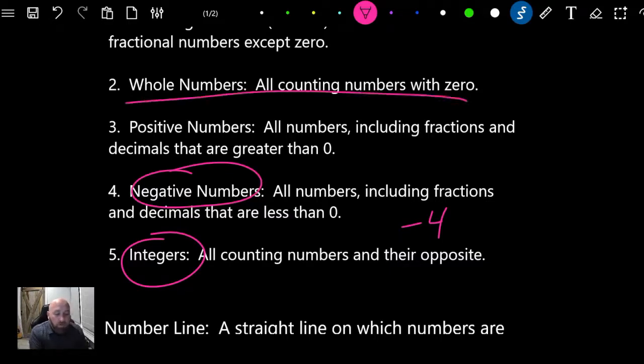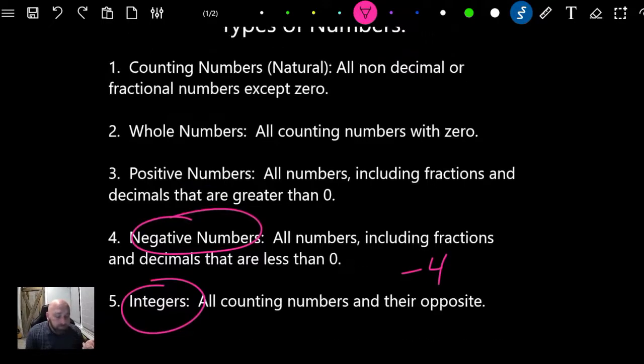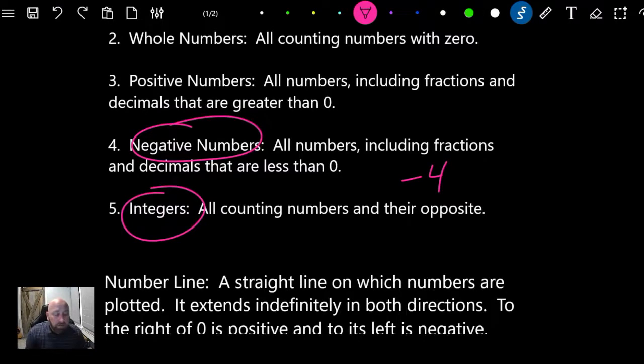Is it a whole number? Well, is it a counting number? No, you don't count with negatives. You don't say negative 1, negative 2, negative 3, negative 4, typically. So counting numbers would be more the positive numbers. Is it a whole number? No, because that's counting numbers with 0. So the only thing that it would fit into is negative numbers and integers in this case.